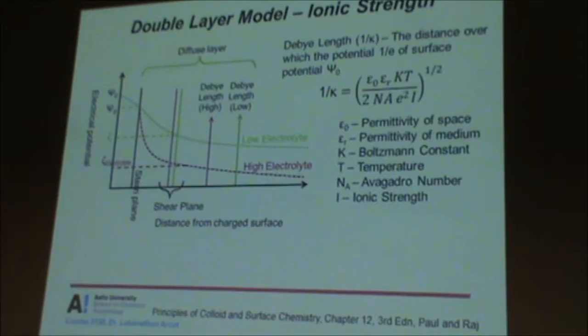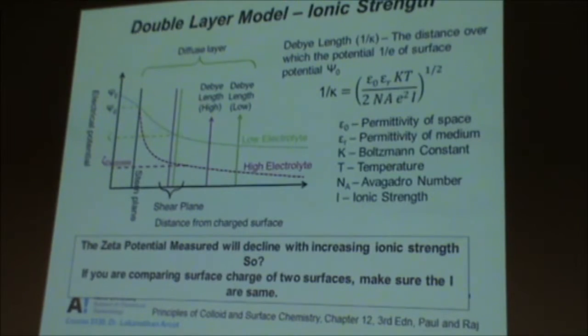Okay, this is the formula for Debye length. As I told, the higher the concentration of ions, the lower is the Debye length, inverse relationship. So that's what I'm showing here. The I stands for ionic strength. So you have an inverse relationship.